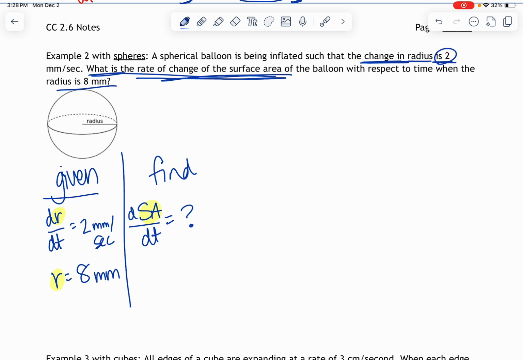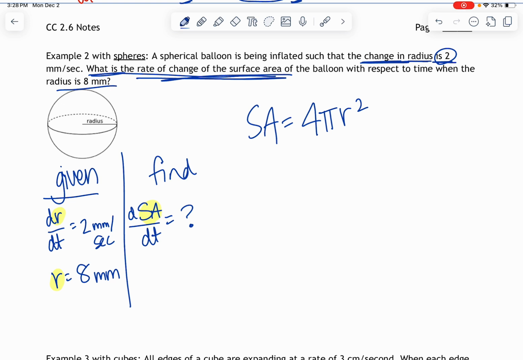Surface area of a cylinder is, I'm saying cylinder and I mean sphere. All right, so surface area of a sphere is 4 pi r squared. So that is my step 2. I write an equation and it has surface area in it and it has a radius in it. So I know I'm on the right track with this formula.